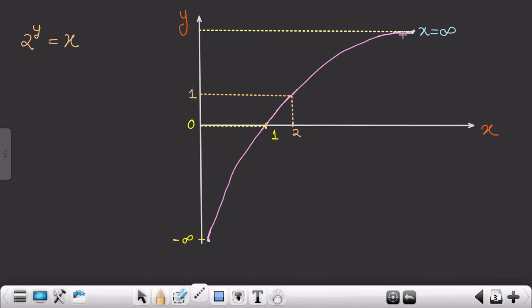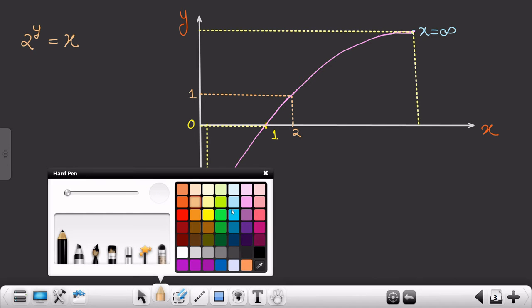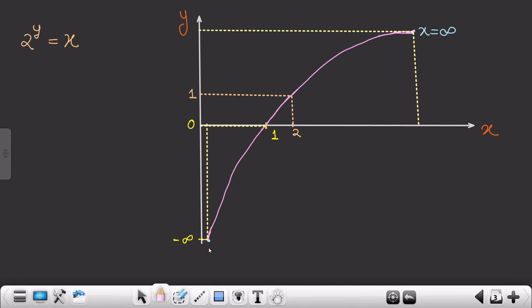Yeah, when your y was infinite, your x was also infinite. And when your y is minus infinite, your x is almost equivalent to 0, right? Your x is almost equivalent to 0. So these are the points. Let me just highlight the points.